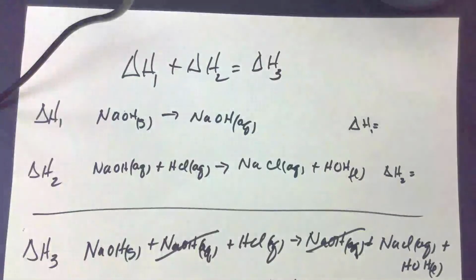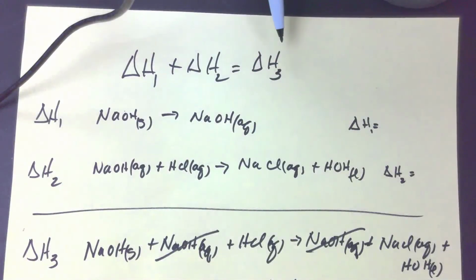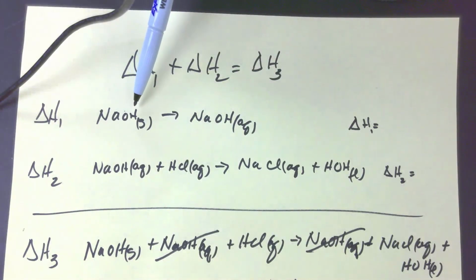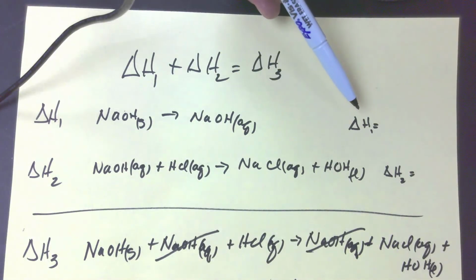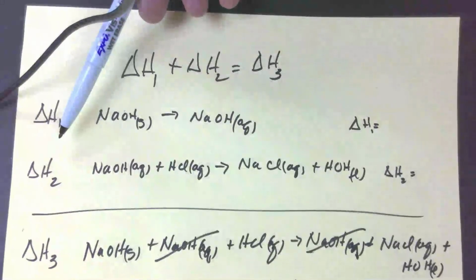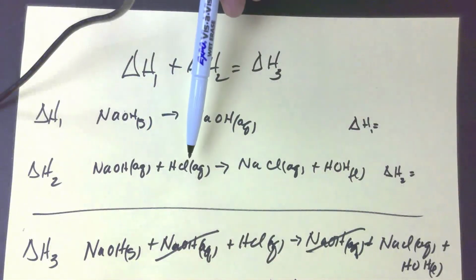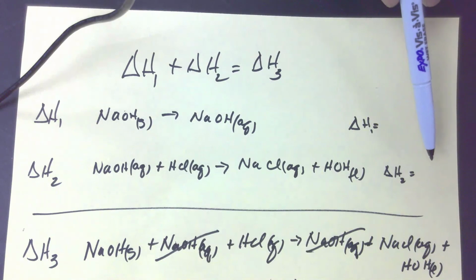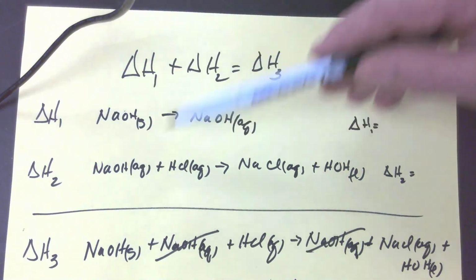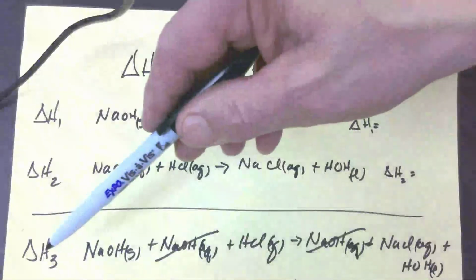Now, if we combine delta H1 plus delta H2, it should equal delta H3. So delta H1 was, we took sodium hydroxide solid, dissolved it in water, made an aqueous solution, and we'll get a delta H1. I have not done the calculations yet. Delta H2, we took aqueous sodium hydroxide and aqueous HCl, mixed them, got salt water, and we'll get a delta H2.